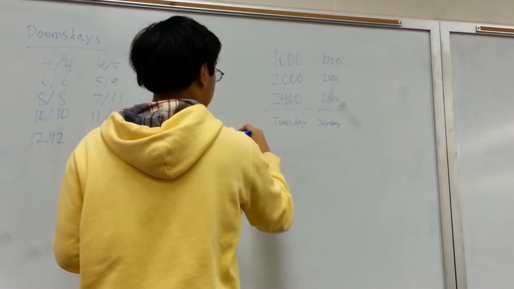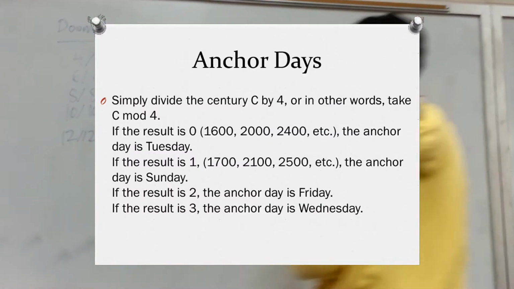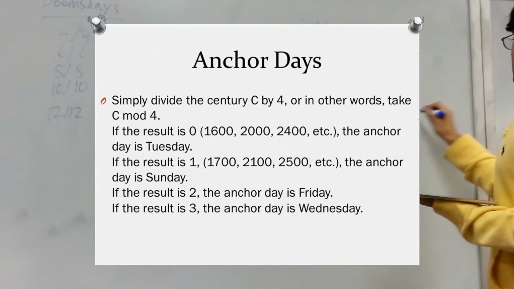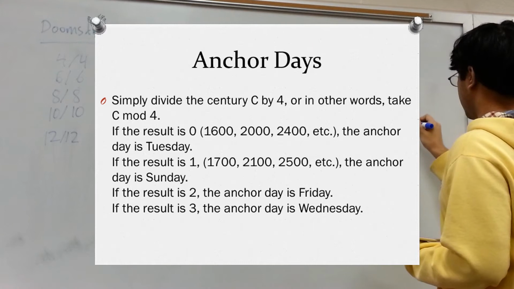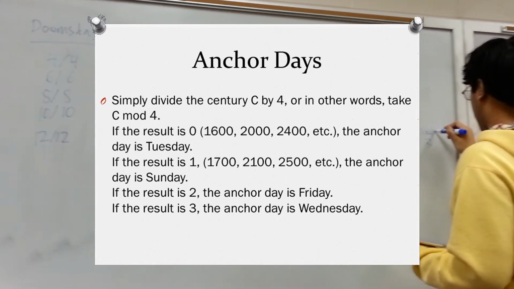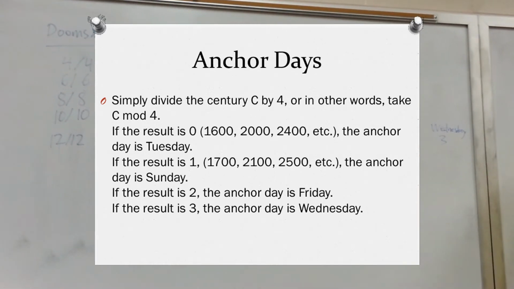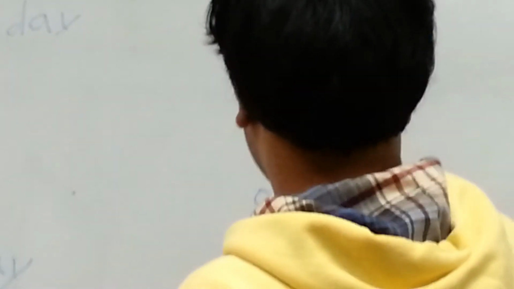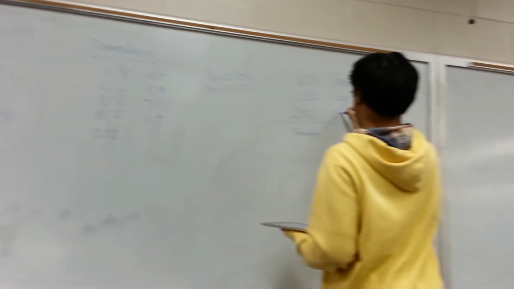Each century has what is known as an anchor day. Simply divide the century C by 4, or in other words, take C mod 4. If the result is 0, the anchor day is Tuesday. If the result is 1, the anchor day is Sunday. If the result is 2, the anchor day is Friday. And if the result is 3, the anchor day is Wednesday. Finally, to find the anchor day for a specific year, divide the year Y by 7 and add this many days to the century's anchor day.